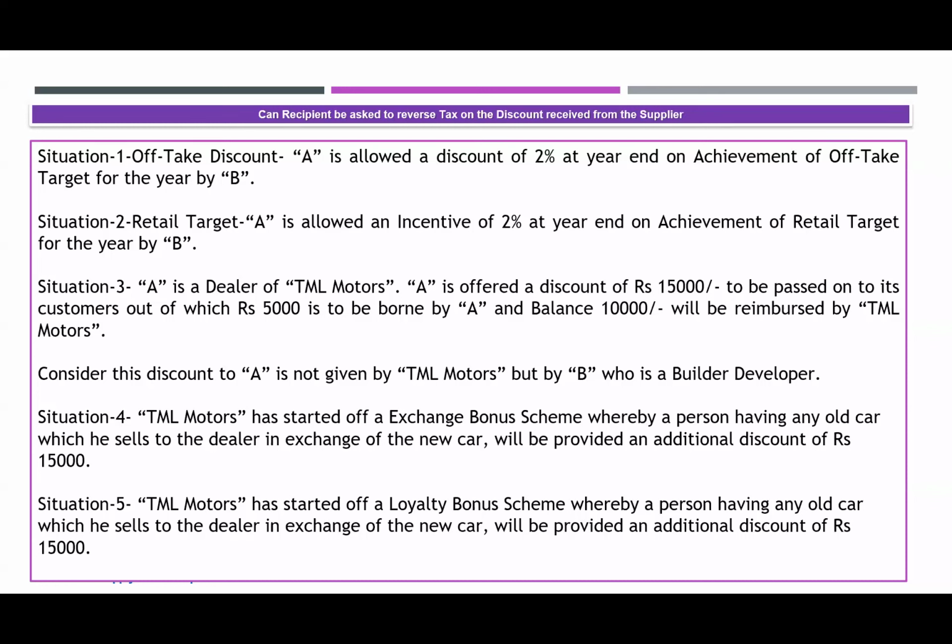But going by the precedents which we had discussed and the principle on the basis of which the circular was withdrawn, this 10,000 should not be treated as consideration because there is a pre-existing contract.